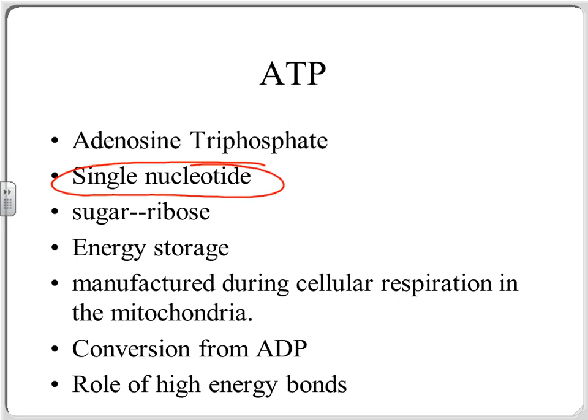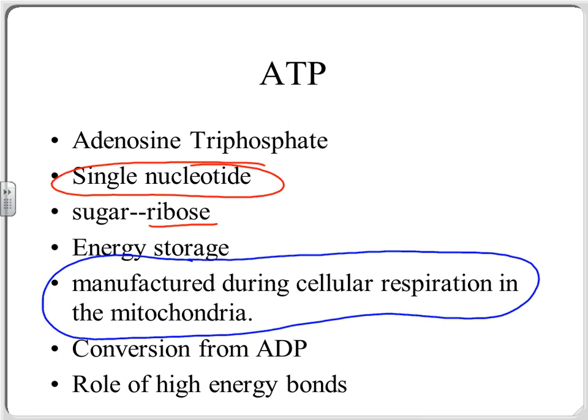The sugar found in ATP is ribose, just like RNA. And what's the nitrogenous base? Think about the name. What's the nitrogenous base? Adenine, A, right? Adenine, same one that's in DNA and RNA. Its function is all about energy storage. We know that. And hopefully you also know that it's made during cell respiration. Most of it is made in the mitochondria, at least in eukaryotes.